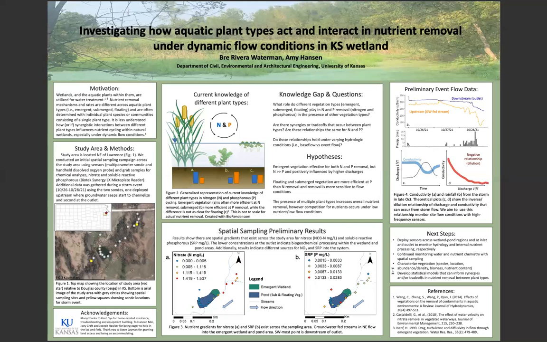To address these questions and test these hypotheses, we are conducting a field study in a wetland located northeast of Lawrence. The hydrology of the site spans from a groundwater-fed stream at the inlet to a wetland buffer of emergent vegetation, then a ponded area populated with submerged and floating vegetation. The pond then outlets into a Kansas River tributary.